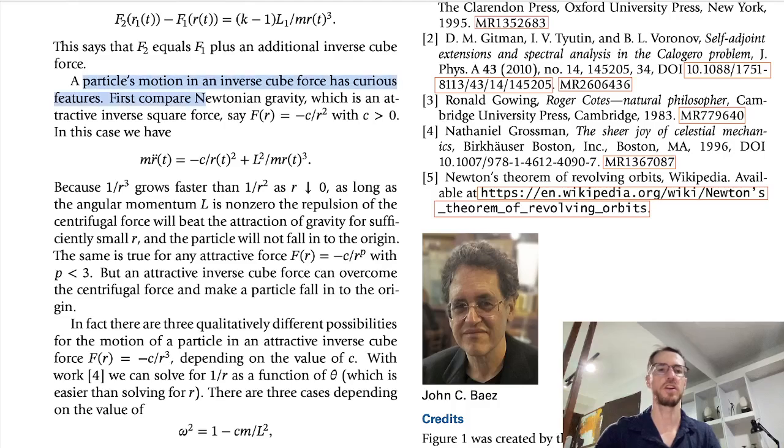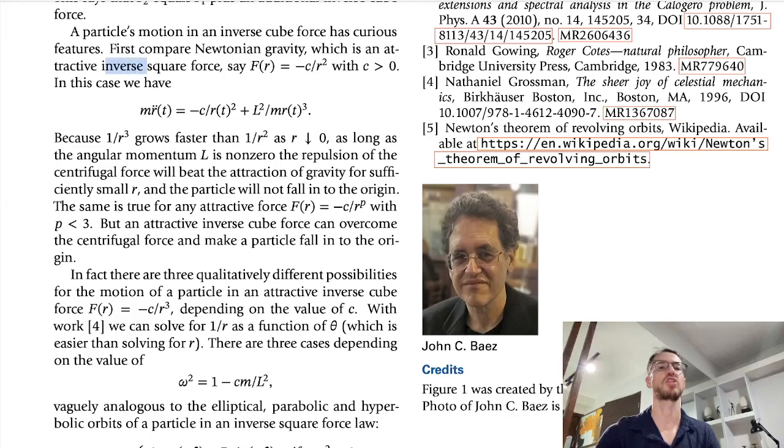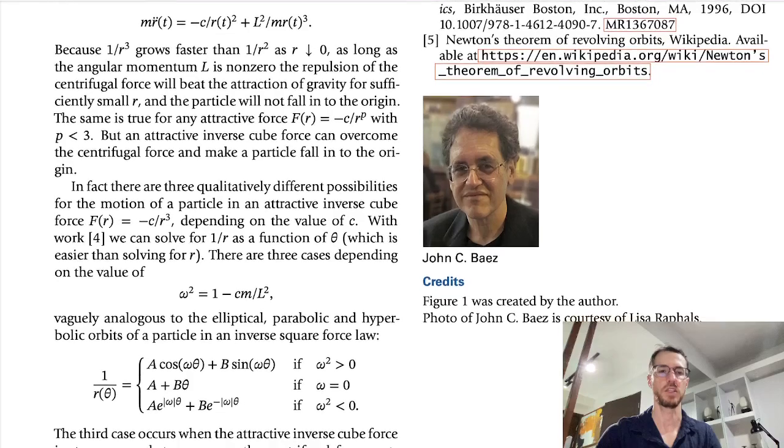A particle's motion in an inverse cube force has curious features. First, compare Newtonian gravity, which is an attractive inverse square force. Say F(r) equals minus c over r squared with c bigger than 0. In this case, we have m r''(t) = -c/r(t)^2 + L^2/(m r(t)^3). Because 1 over r cubed goes faster than 1 over r squared as r goes down to 0, as long as the angular momentum L is non-zero, the repulsion of the centrifugal force will beat the attraction of gravity for sufficiently small r, and the particle will not fall into the origin.